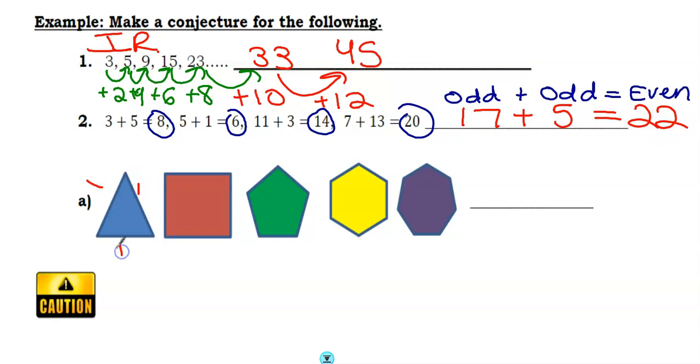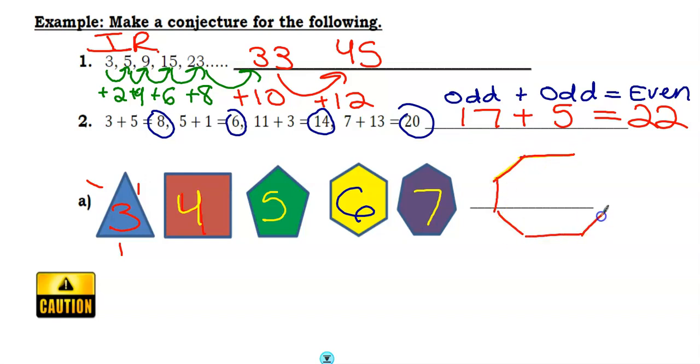So this looks like a 3-sided, a 4-sided, a 5-sided, and then we have 6, and then 1, 2, 3, 4, 5, 6, 7. So now my next one needs to be 8. So I need to make a stop sign, which is an octagon. 1, 2, 3, 4, 5, 6, 7, 8. So 8-sided. Okay? So caution, make sure the pattern works.